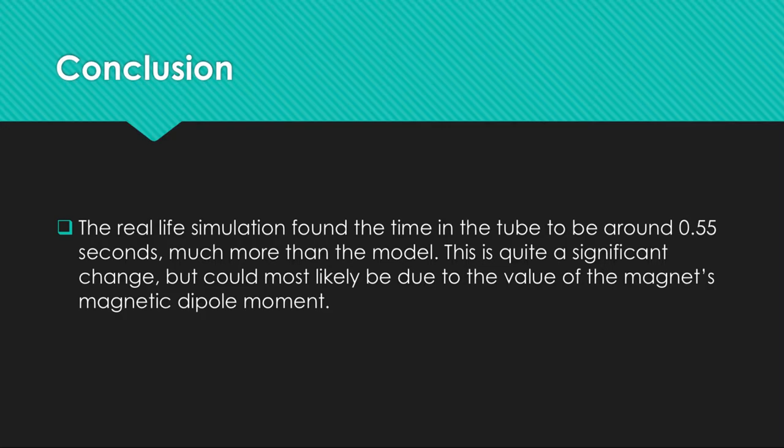And in order to conclude, I just wanted to state that the real-life experiment found the time in the tube to be around 0.55 seconds, which was much more than the computational model. And although this was quite a significant difference, I think that it could most likely be due to the value of the magnet's magnetic dipole moment, mu.